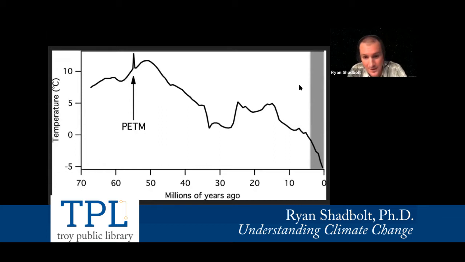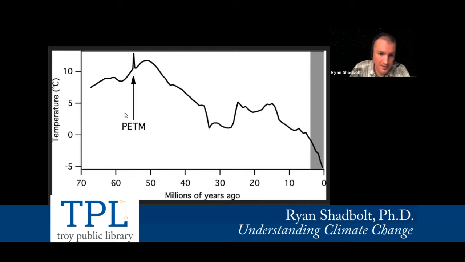If we want to go back millions of years, like you see on this figure, we have to rely on geologic lines of evidence. So that's going to be sediment cores and rock information. That, again, using oxygen isotopes can give us an approximation for global temperature.